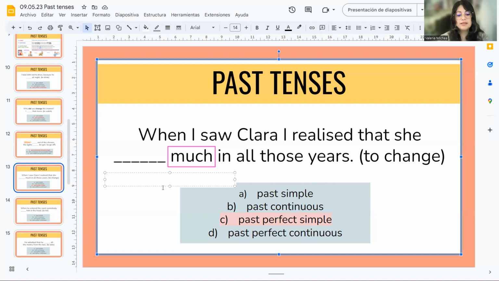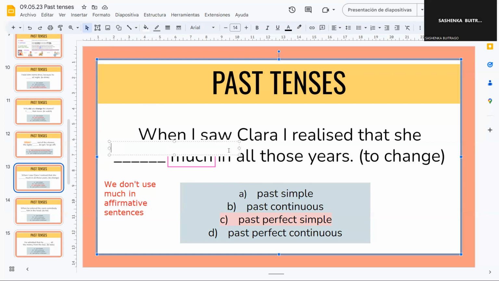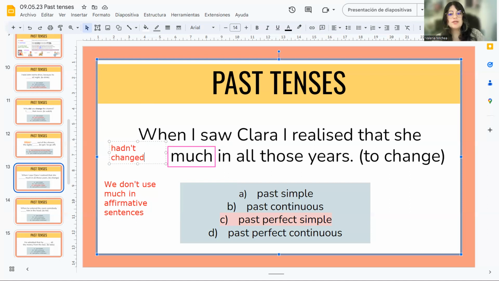Let me write down the rule in case it's necessary. We don't use much in, what did I say? Affirmative sentences. Just because it doesn't sound well, it sounds weird. It sounds too formal. Nobody speaks like that, right? So what happens then if I have much here? What do I have to say? What would be my answer? Hadn't changed, there you go. Perfect. Thank you very much. She hadn't changed much in all those years.